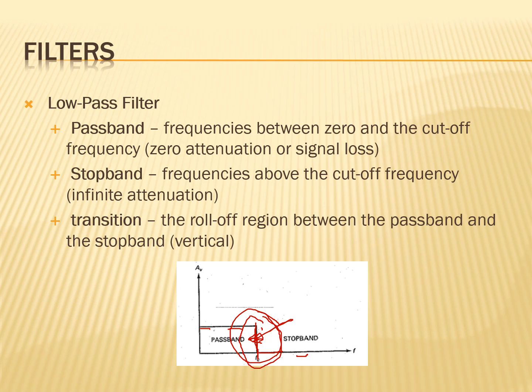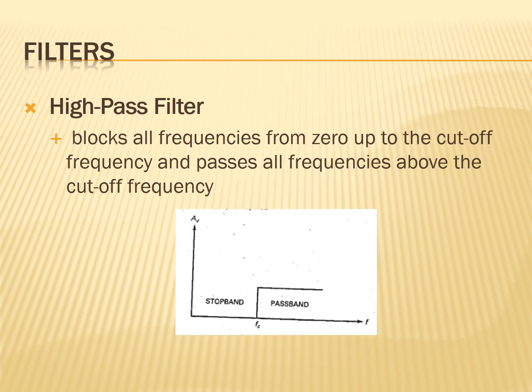So let us remember the terms. We have the pass band, we have the stop band, and we have the transition. Okay, so this is our high-pass filter. Our high-pass filter, on the other hand, blocks all frequencies from 0 up to a certain cutoff frequency and passes all frequencies above the cutoff frequency.